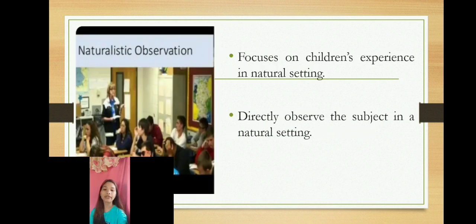Next is the naturalistic observation. It focuses on children's experience in natural settings. One of the advantages of this type of research is that it allows the researcher to directly observe the subject in the natural setting. The disadvantages of naturalistic observation include the fact that it can be difficult to determine the exact cause of a behavior, and the experimenter cannot control outside variables.